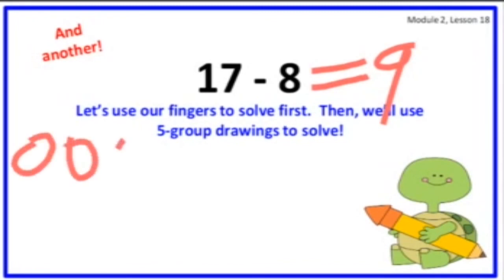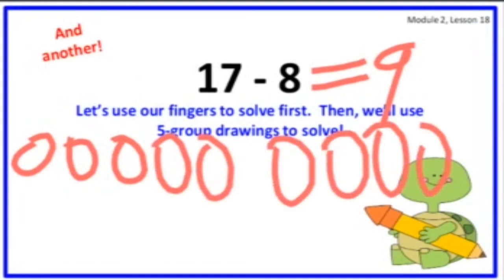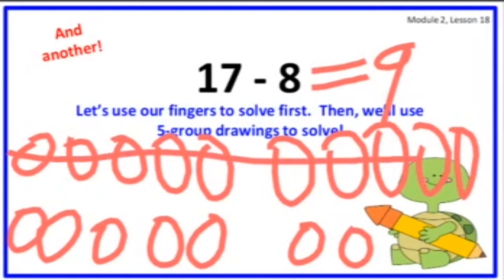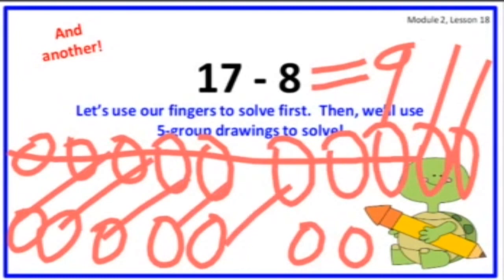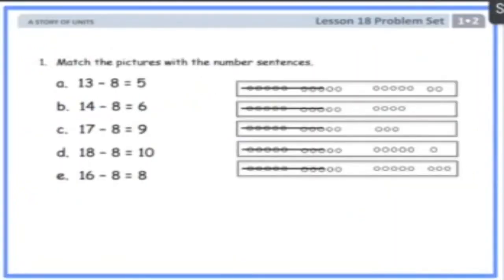1, 2, 3, 4, 5, 6, 7, 8, 9, and 10. 11, 12, 13, 14, 15, 16, and 17. How many will I cross out? 8. Very good. So how many are left now? 1, 2, 3, 4, 5, 6, 7, 8, and 9. You can see the same answer that we got. Alright. So over to our problem set for today's class.